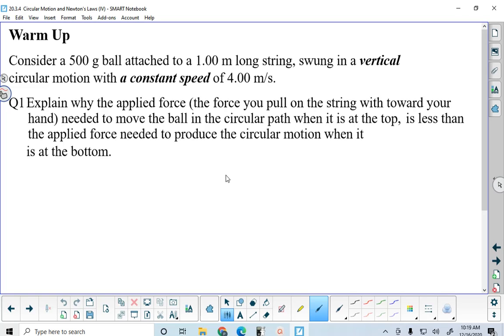And if it's not intuitively clear to you, you might want to try finding something that you can attach to a rope and twirl it around in a vertical circle. You will discover that when the object is at the bottom and you are trying to pull it up to keep it in its path, you have to exert more force than when it's at the top and you have to pull it down. So does anybody have an idea as to why that's the case? Why is it that when it's at the top, you don't need to apply as great of a force?